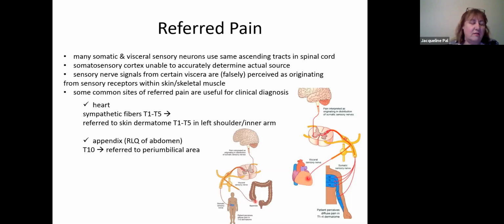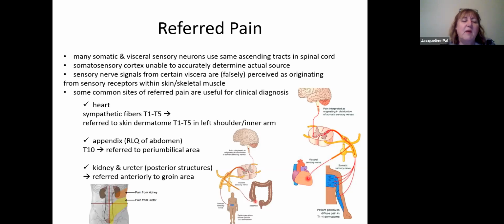And the third great example we see all the time has to do with kidney and ureter pain, like for instance, somebody who has a kidney stone. And even though these are both posterior structures, your kidneys are sitting way back by your 10th, 11th, and 12th ribs, just anterior to those ribs, the pain is referred anteriorly to the groin area. Okay, so I hope that explained what referred pain was for you.